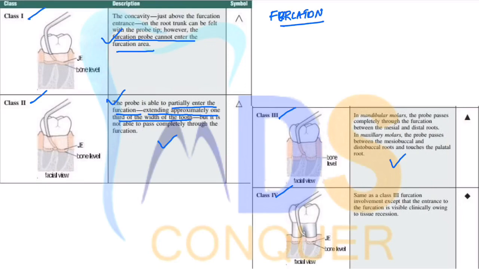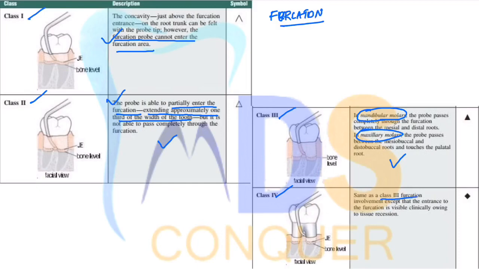It's going to enter, and that's the difference. If you see the mandibular molars and the maxillary molars, the probe that passes between the mesiobuccal and the distobuccal root and touches the palatal root, that's in the maxillary. And in the mandibular, the probe passes completely through the furcation between the mesial and the distal roots in the case of mandibular molars.